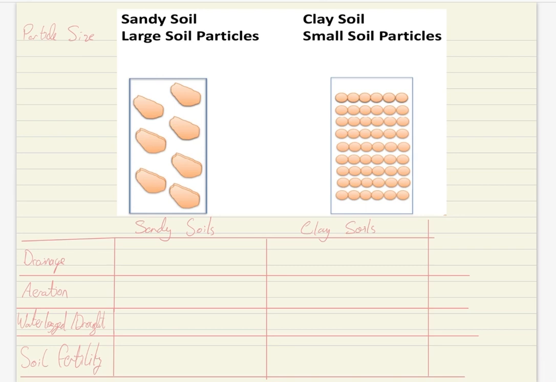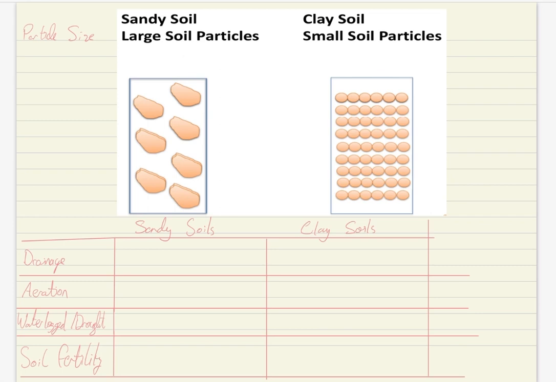Okay, so I've drawn a little diagram here, so hopefully you can see that we have a sandy soil whose particle size are large soil particles. These little orange blobs are representing the size of the particles, and then we have our clay soil, which is small soil particles. So your clay soil particles are going to be more compact together. We'll see how this diagram is going to influence the different characteristics of our soils.